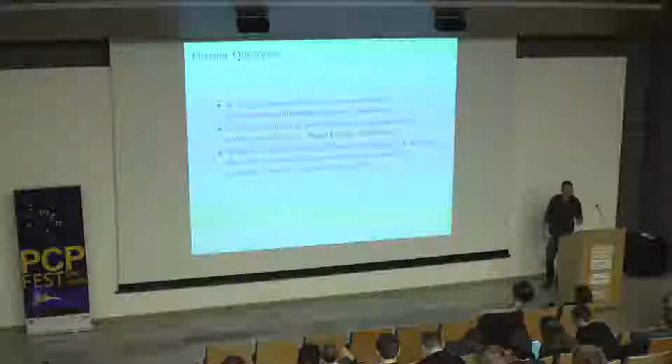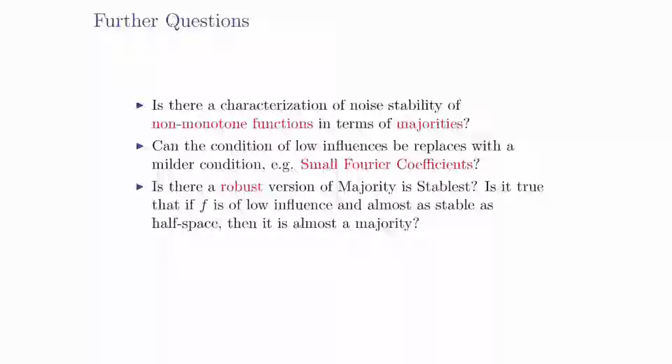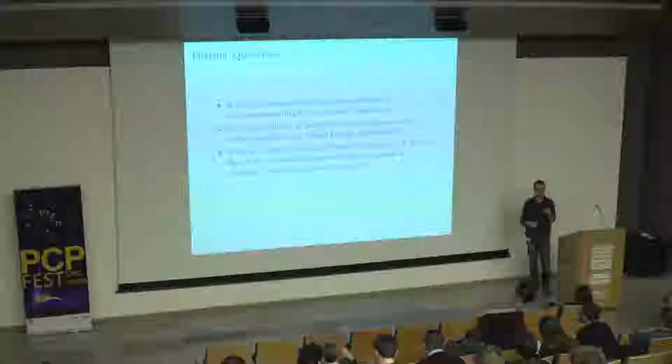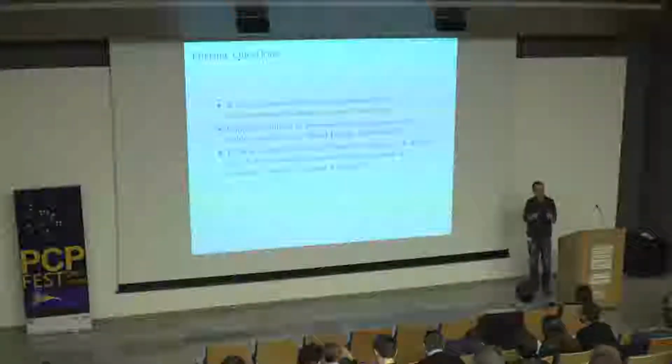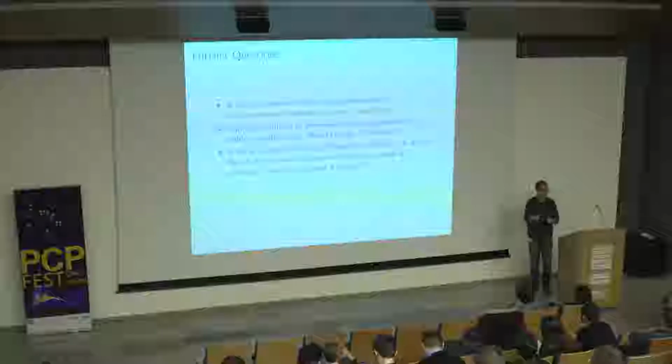Another very natural question is: is there a stable or robust version of Majority is Stablest? What do I mean by that? If you are almost as stable as majority, does it mean that you look like majority? This relates again to Borell's talks. He talks about robustness. This is the kind of robustness that you want to say: I'm almost as stable as majority, therefore I am some sort of majority.